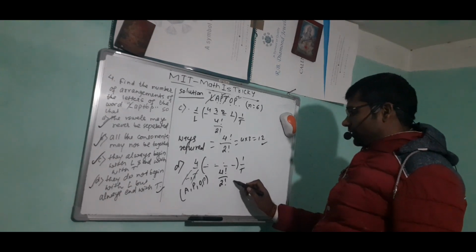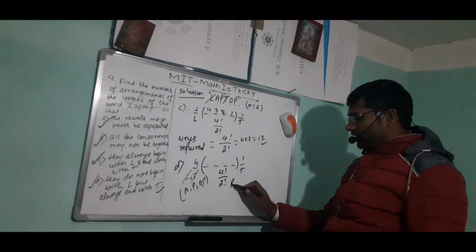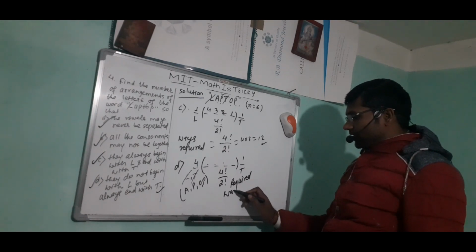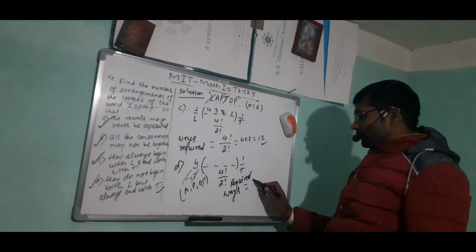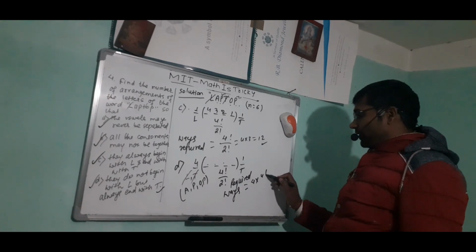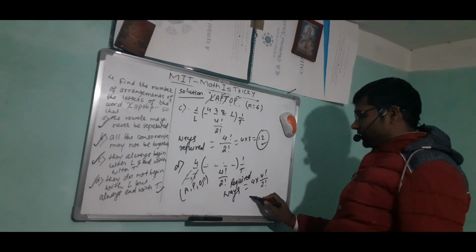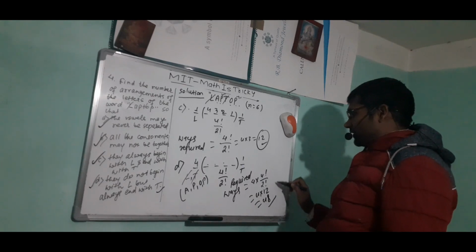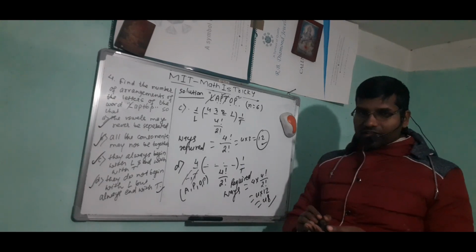So the required number will be 4 into 4 factorial by 2 factorial. 4 factorial by 2 factorial we have already calculated, so 4 into 12 is 48. This is our answer.